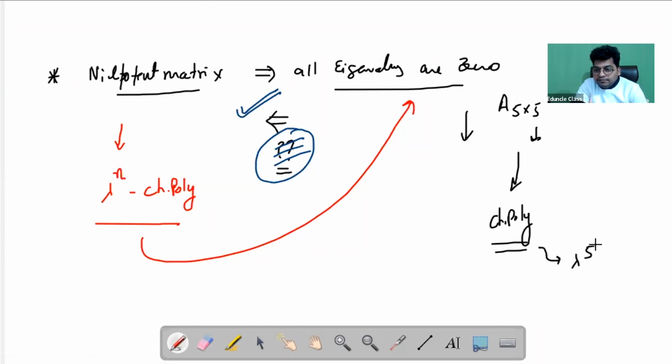Lambda की power 5. And this characteristic polynomial is of nilpotent matrix. And so can we say that this is also nilpotent matrix? So we can say a matrix is nilpotent if all eigenvalues are 0, and if all eigenvalues are 0, the matrix is nilpotent.